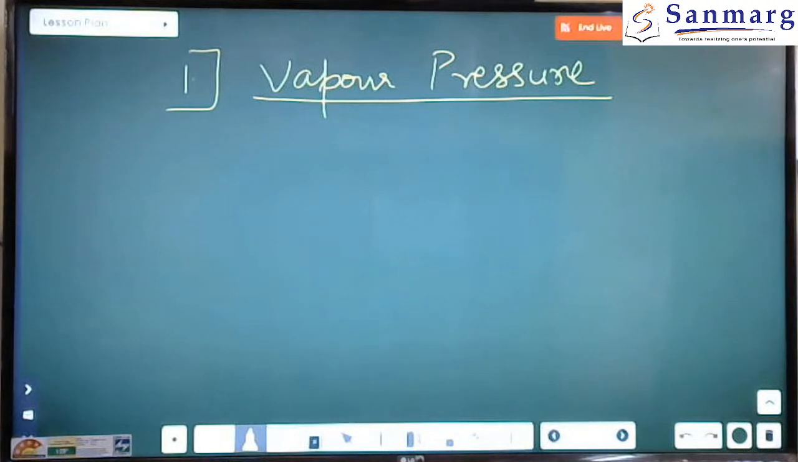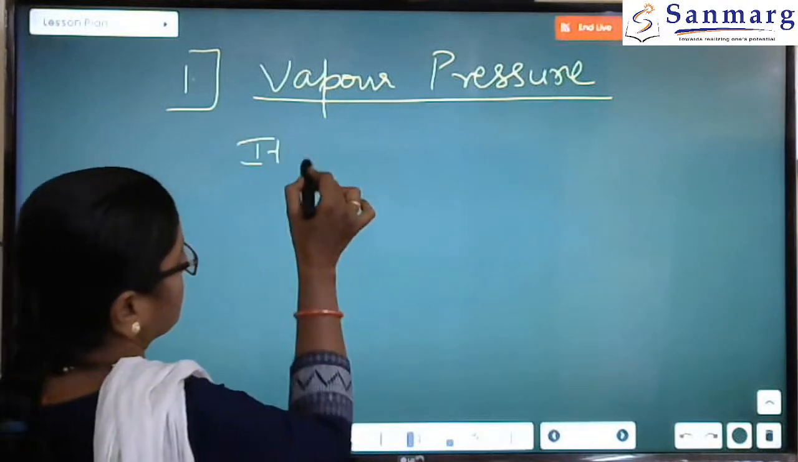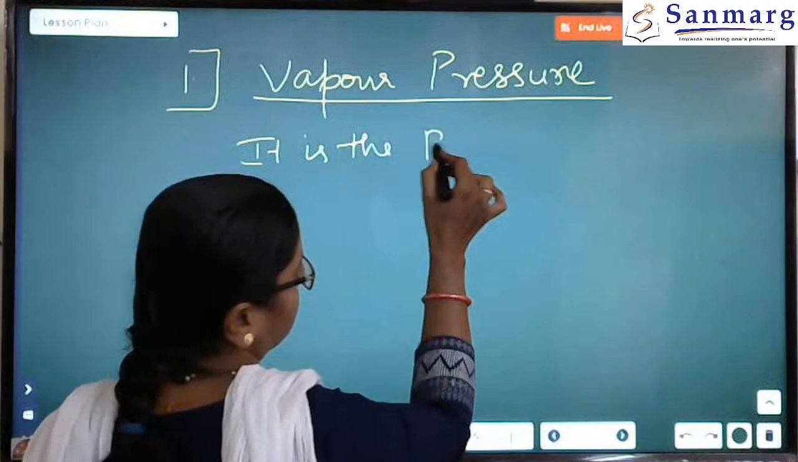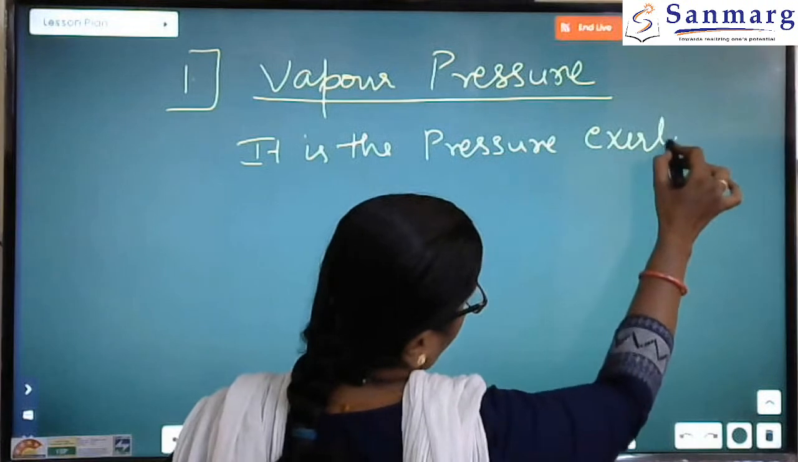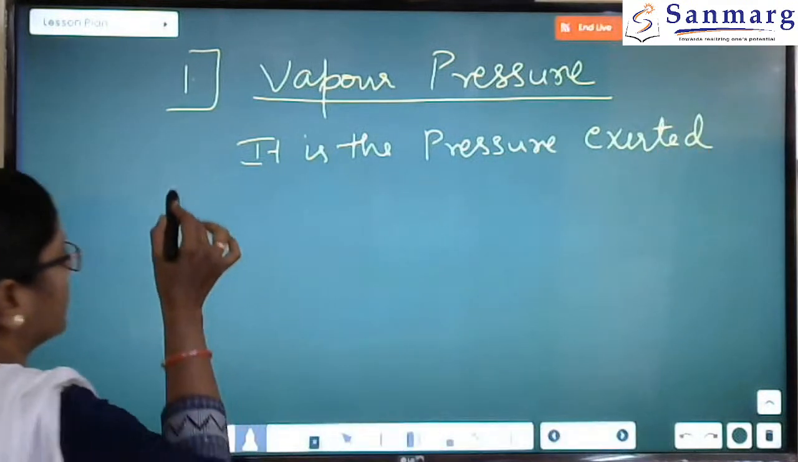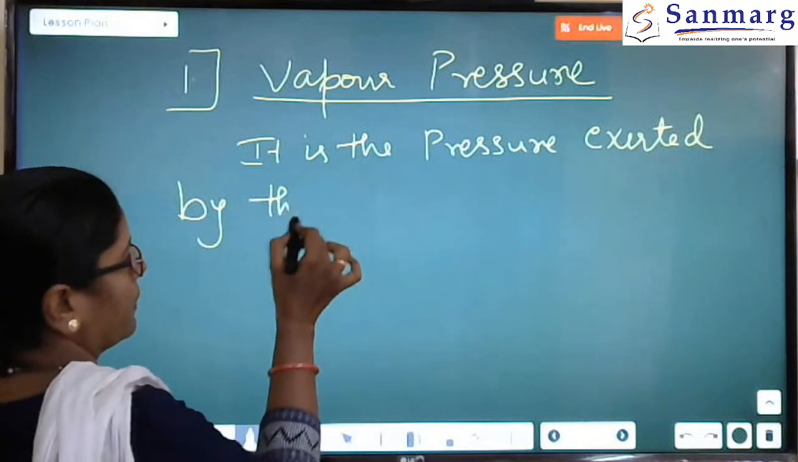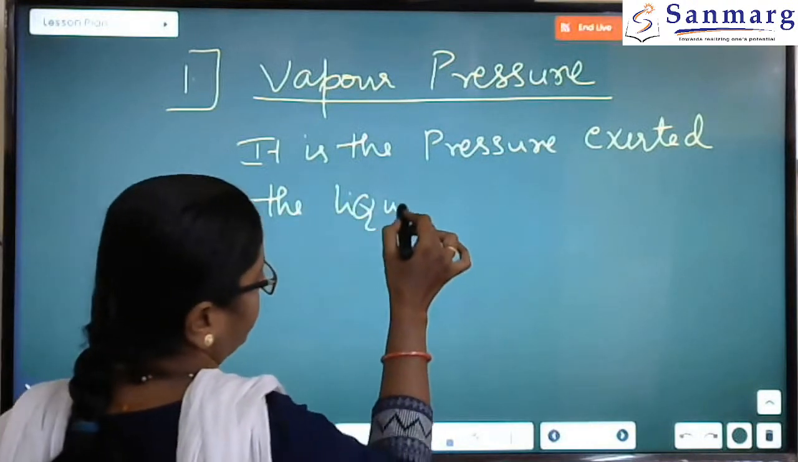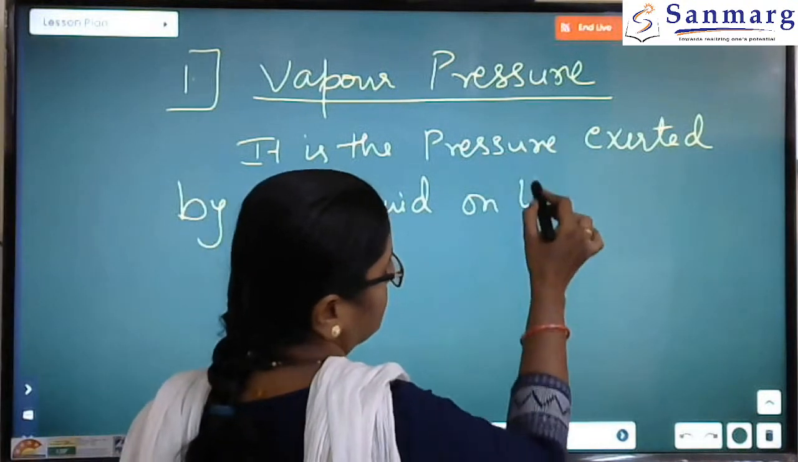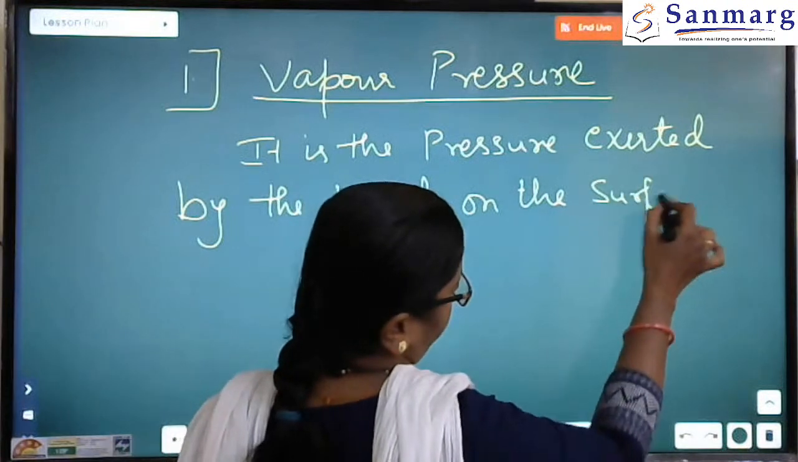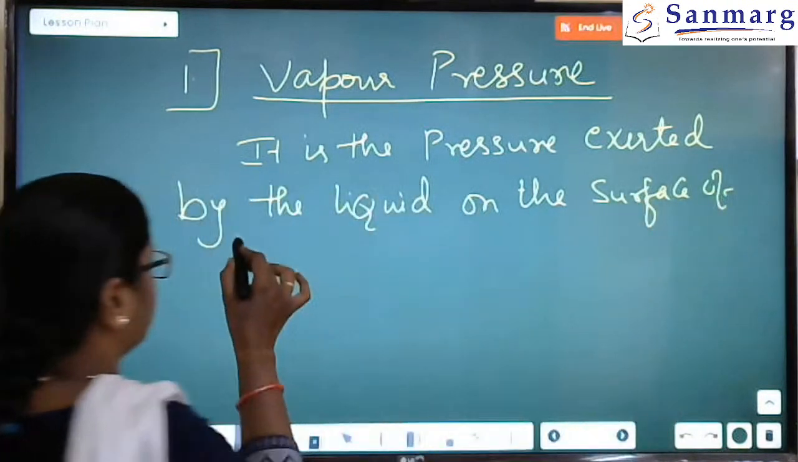So vapor pressure is the pressure exerted by the liquid on the surface of the liquid. For example, see here.